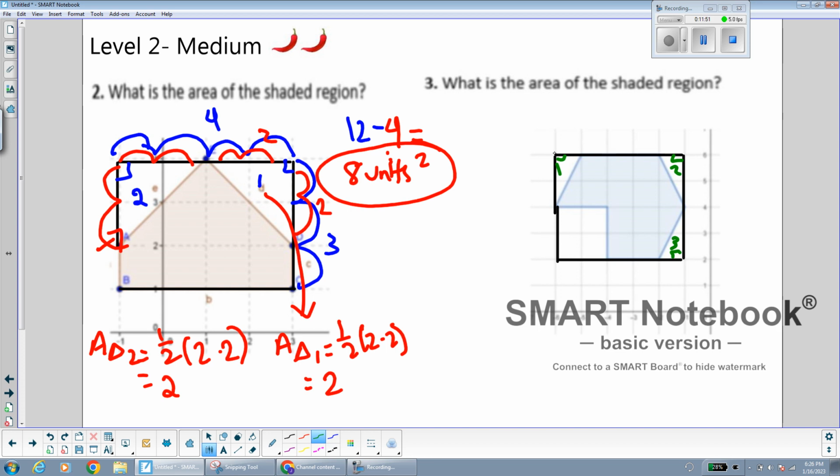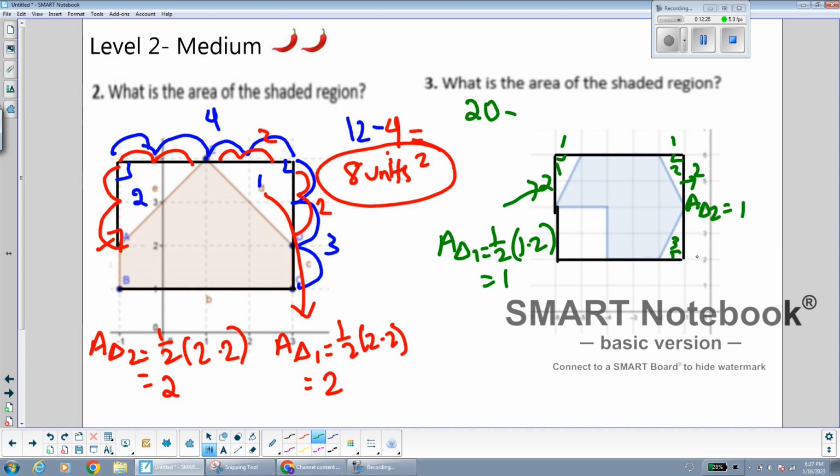So the whole is 1, 2, 3, 4, 5 by 1, 2, 3, 4. 5 times 4 is 20. Minus, let me find the area of triangle 1. So that's 1/2. The base is 1. The height is 2. Half of 2 is just 1. Next is the area of triangle 2. Once again, it's 1 by 2, so the area is going to be the same as triangle 1, which was 1.